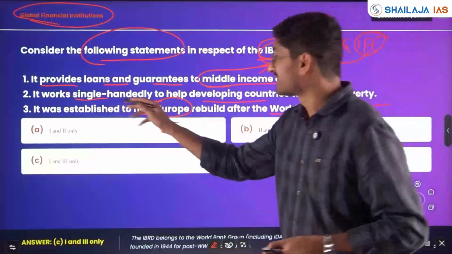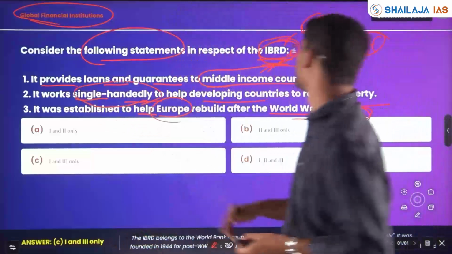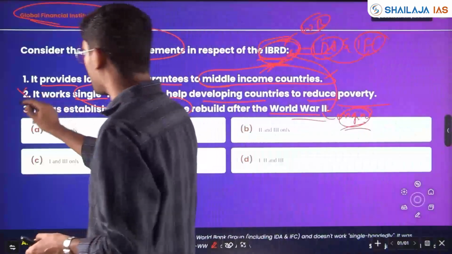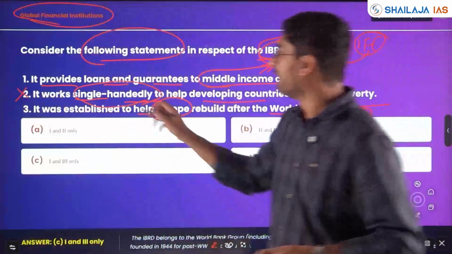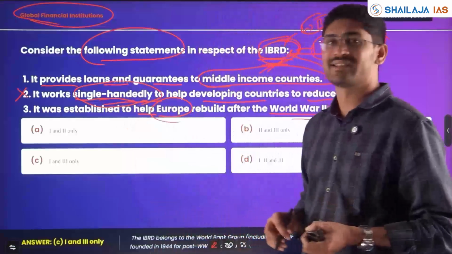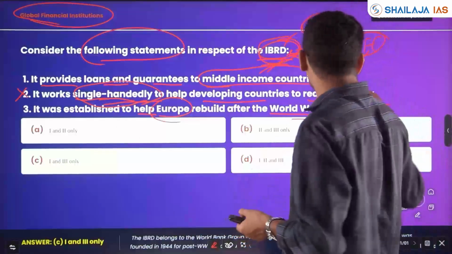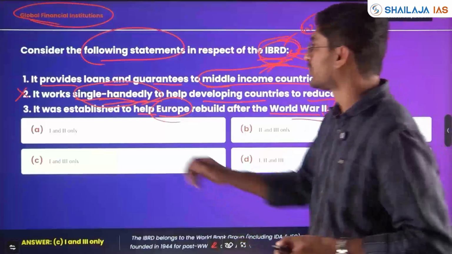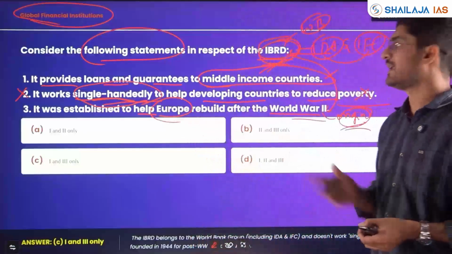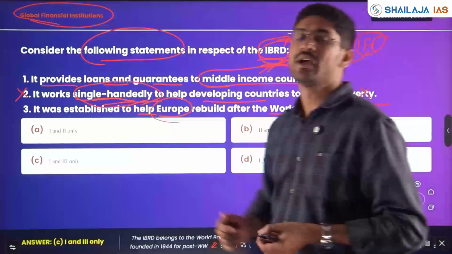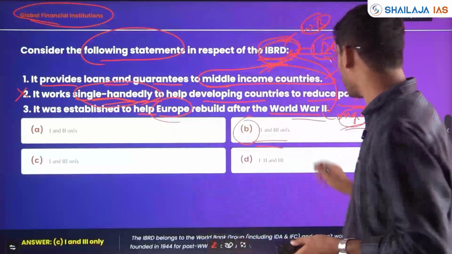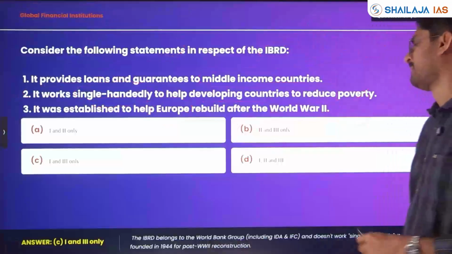And it works single-handedly to help developing countries to reduce poverty. This statement, however, is wrong. You see, very extreme words used with respect to economic organizations and agencies will normally be wrong. Understood? "It works single-handedly to help developing countries to reduce poverty" is not one of the objectives with respect to IBRD. Here the options are two pairs, 1 and 3 only. 1 and 3. Clear?